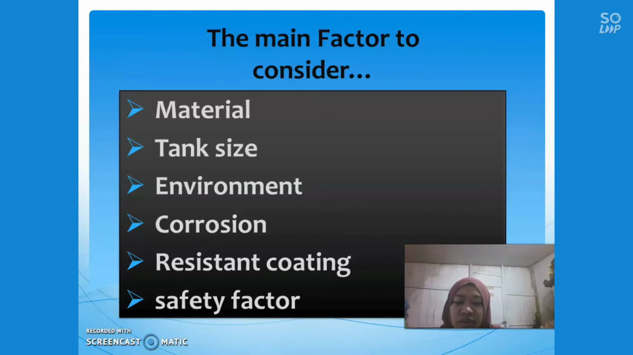The right design is required to ensure the water can continue to supply safe and sufficient water for humankind.